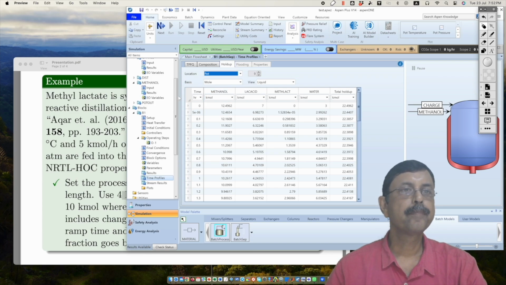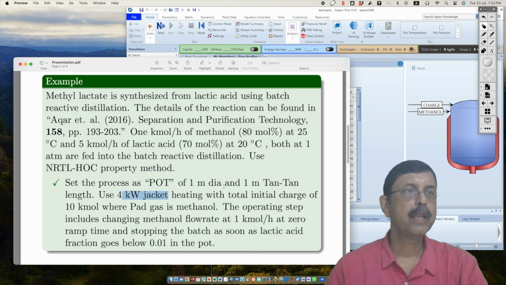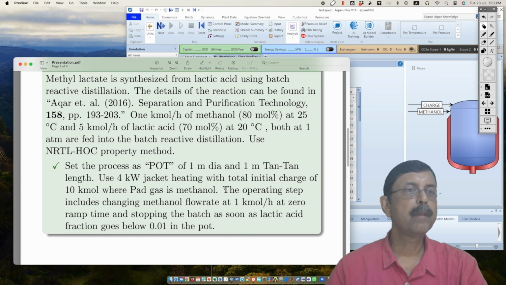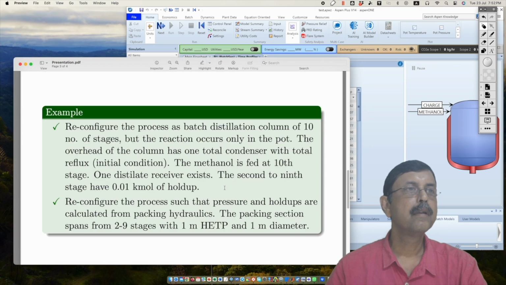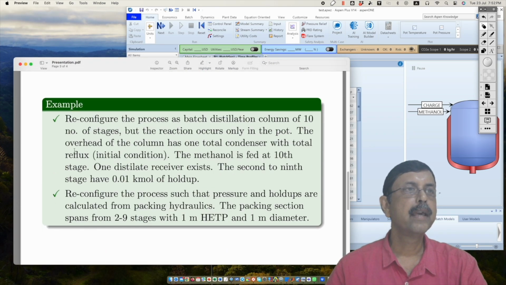Okay, now let us go to the second problem. It says reconfigure the process as a batch distillation column of 10 stages, but the reaction occurs only in the pot. The overhead of the column has one total condenser with total reflux. Initial condition is total reflux.